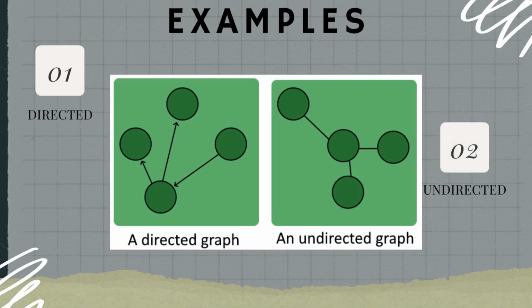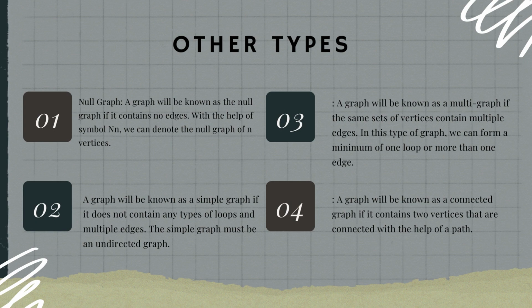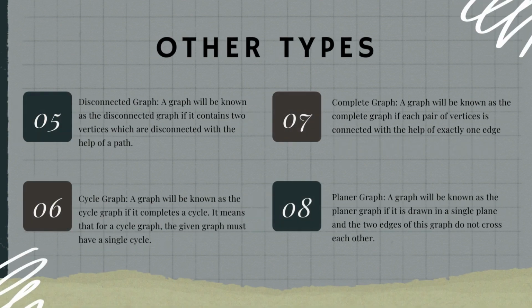Here are examples of directed graphs and undirected graphs. So you can see there are directed arrows which show that this node is connected to this particular node, whereas in an undirected graph we can't identify which node is connected to which because they aren't directed. Here are other graphs, which are null graphs, simple graphs, multigraphs, and connected graphs.